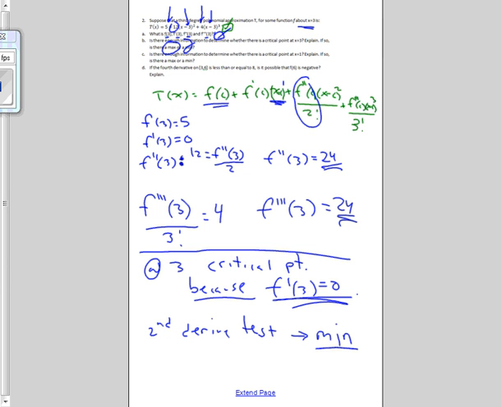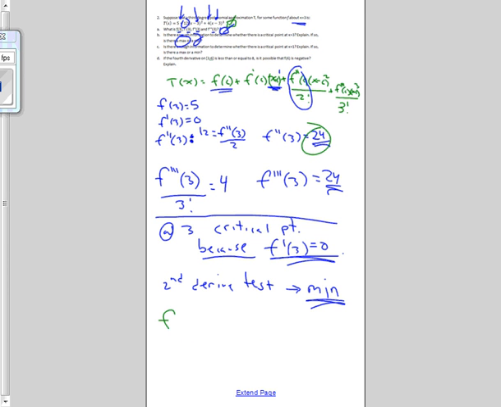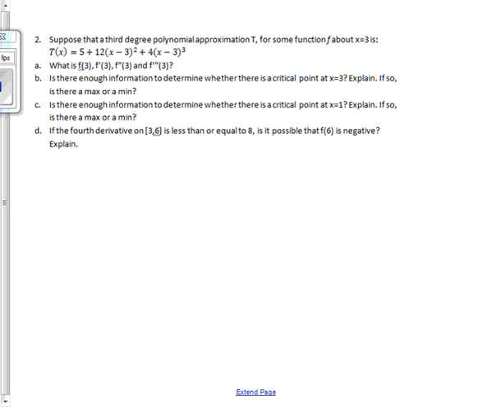A reminder of the second derivative test. Looking at the second derivative, it's 24. If the second derivative is greater than 0, we know that the function's concave up. And if it's concave up and there's a critical point, then that's it right there. It's the local min. So that's the first 2 questions.